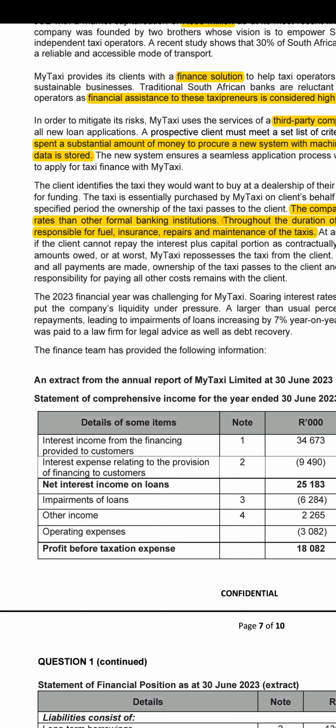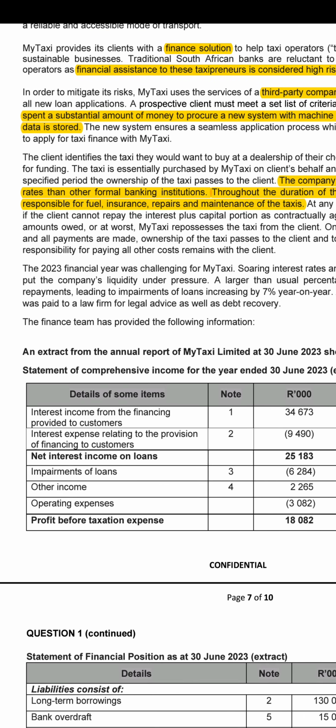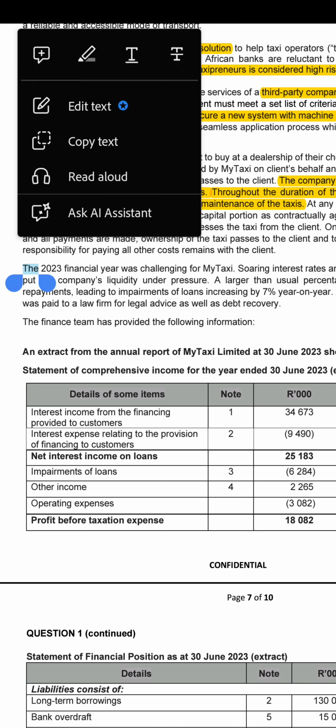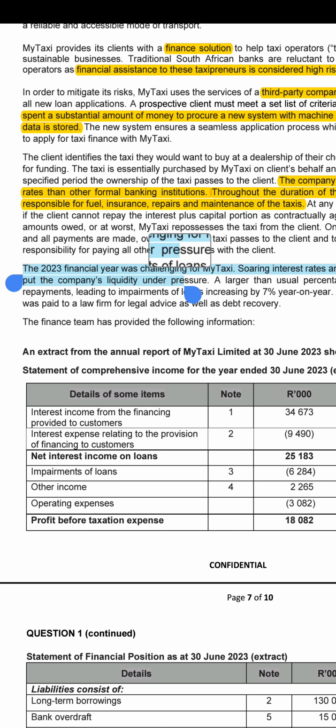business process. Okay. The 2023 financial year was challenging for my taxi. I mean, this goes without saying. The question is telling you outright that there was a financial year that was challenging for your entity, right? It's telling you then, which is the current year. And this says so many things.